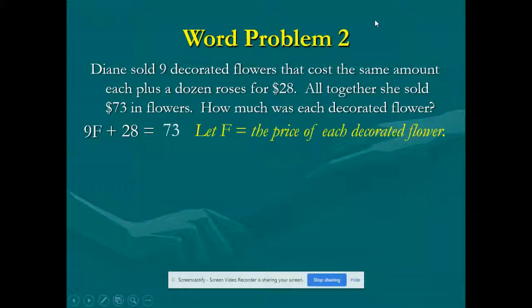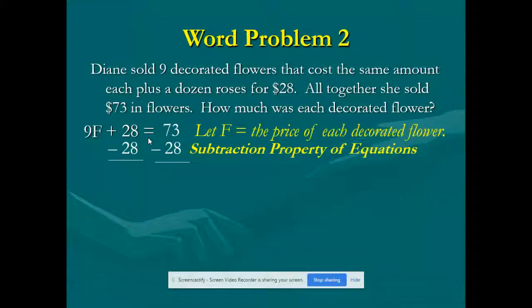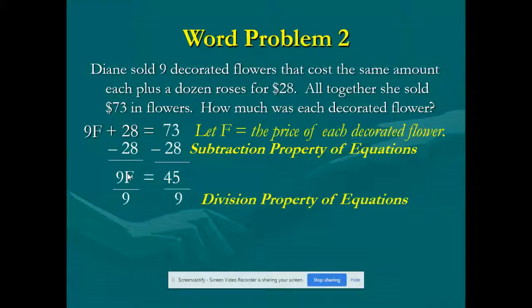All right, now we work it out. We say, well, it's a plus 28, so we have to go the opposite. So it's a take 28. Beautiful. And so those two will cross each other out. 9F is equal to 45. So what has been done to our variable? It's been multiplied by 9. So the opposite is divide by 9. So we divide by 9, divide by 9, and we're left with 5.